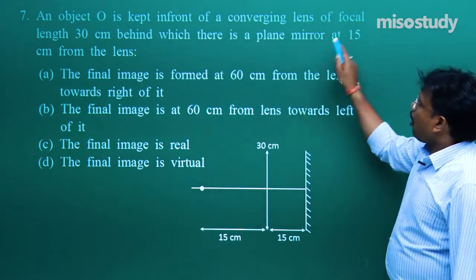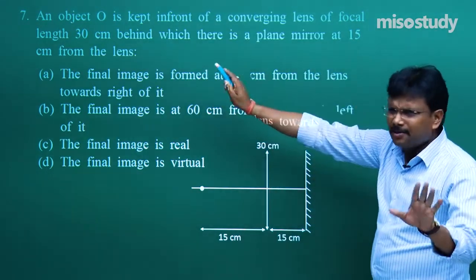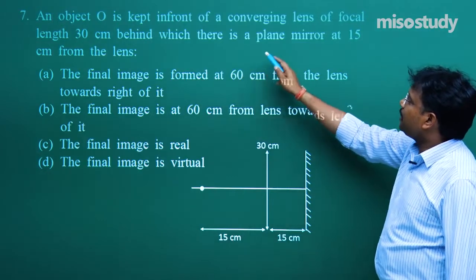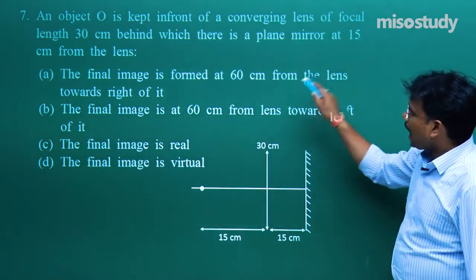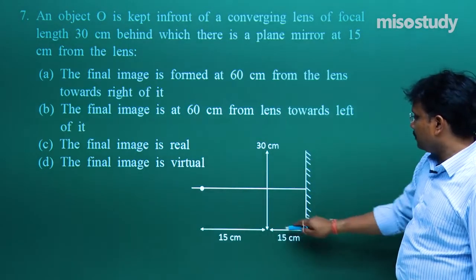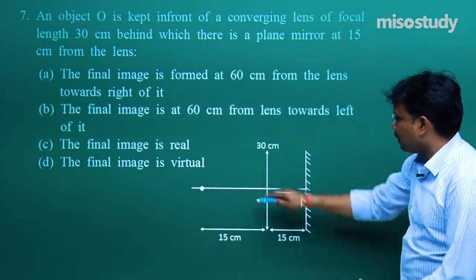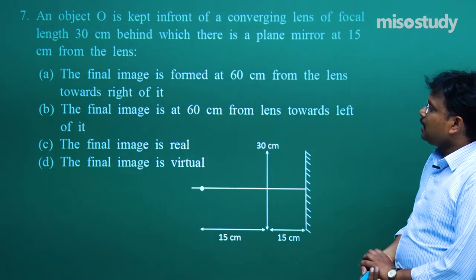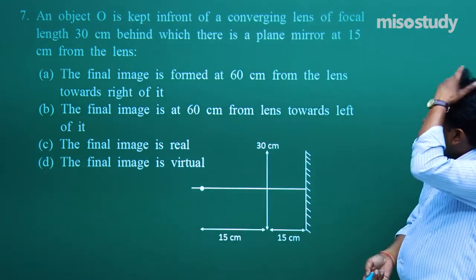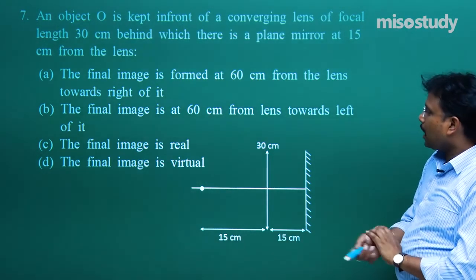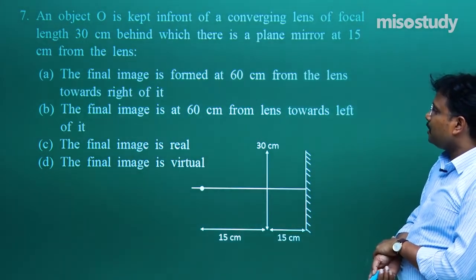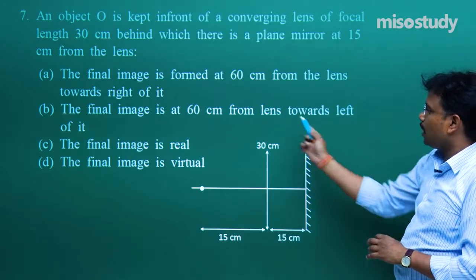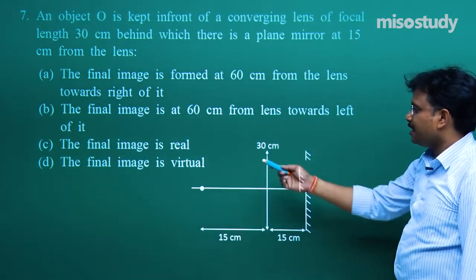Convex, okay, of a focal length f 30 centimeters, fine, behind which there is a plane mirror, okay, this at 15 centimeter from the lens. The diagram, this systematic diagram I explained. The final image is formed at 60 centimeter from the lens towards right of it, okay. The final image is formed at 60 centimeter from the lens towards left. Final image is real, final image is virtual.